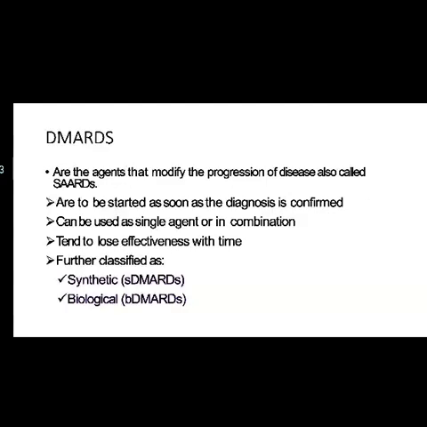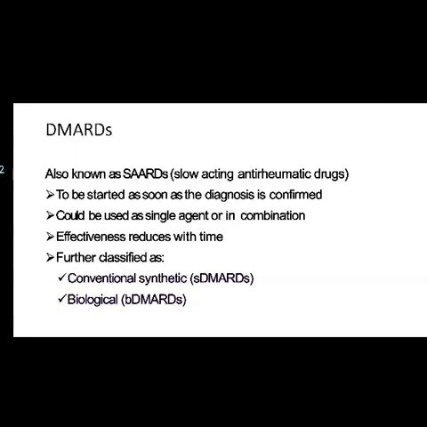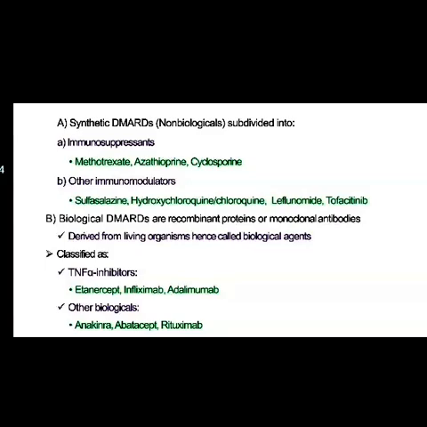Let us start with disease-modifying anti-rheumatoid drugs. These are the agents that modify the progression of disease, and they are also called slow-acting anti-rheumatoid drugs. These are to be started as soon as the diagnosis is confirmed, and they can either be used as single agents or given in combinations. But over a longer duration, their effectiveness will be reduced. And as already mentioned, they are classified into two classes, synthetic and biological.